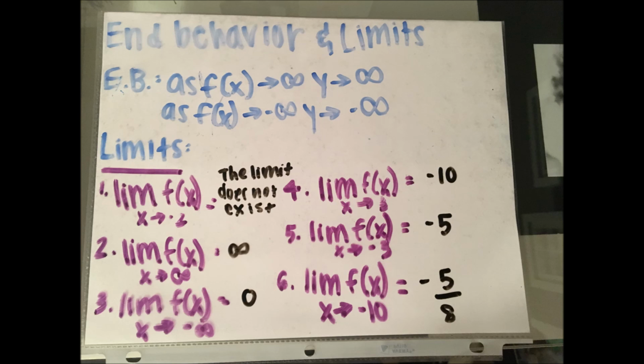And then finally for the last one, what's happening as you're getting closer and closer to negative 10 for your x value. At negative 10 there is a hole, but limits still exist when a hole is there. So I knew that the hole was at negative 10, negative 5/8, so the limit as you're getting closer to negative 10 is negative 5/8.